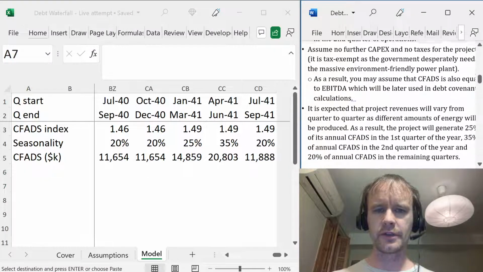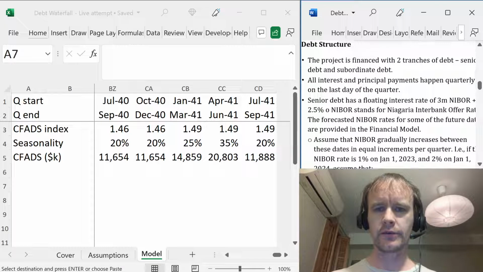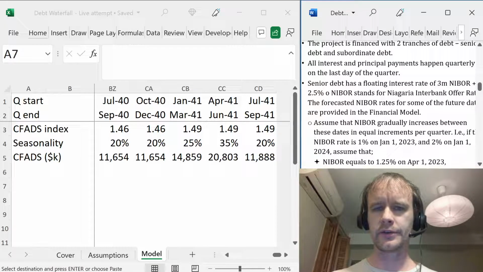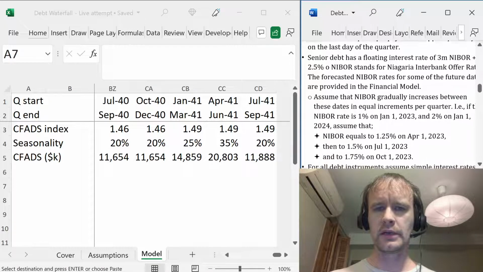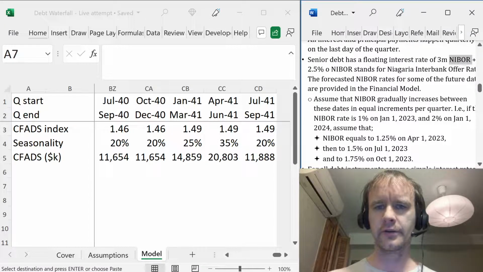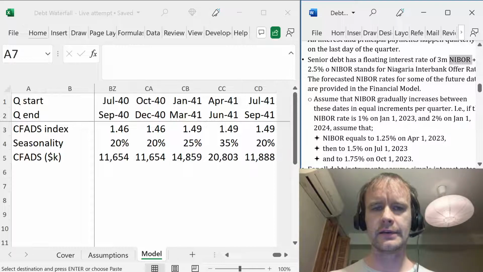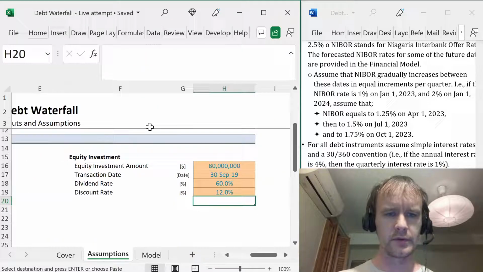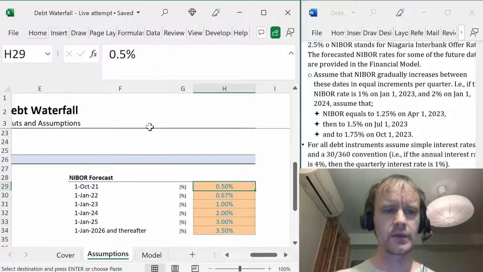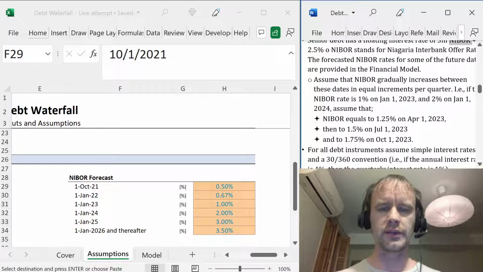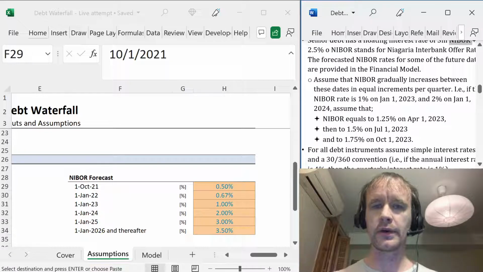So the first thing that we're going to take off, quick overview of the debt structure. 2 tranches of debt, senior and subordinate. Interest and principal payments happen quarterly at the end of the quarter. Senior debt is linked to NIBOR, which is the Niagara Interbank Offered Rate, and we've got a forecast of that over here. So you see we've got a forecast for some future dates there, and we're told to assume that the rate gradually increases between those dates in equal increments per quarter.